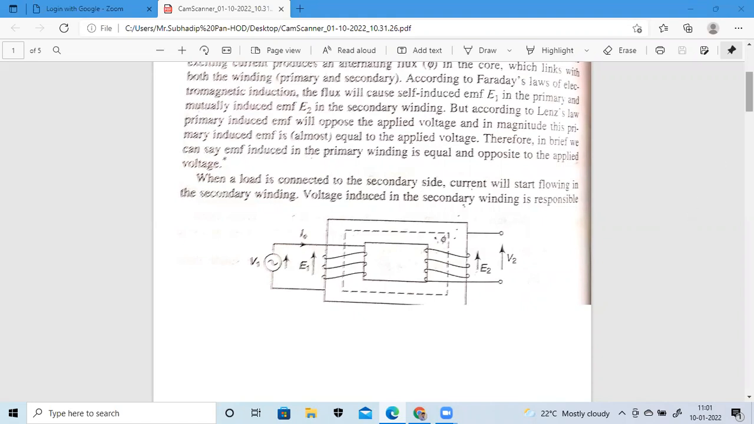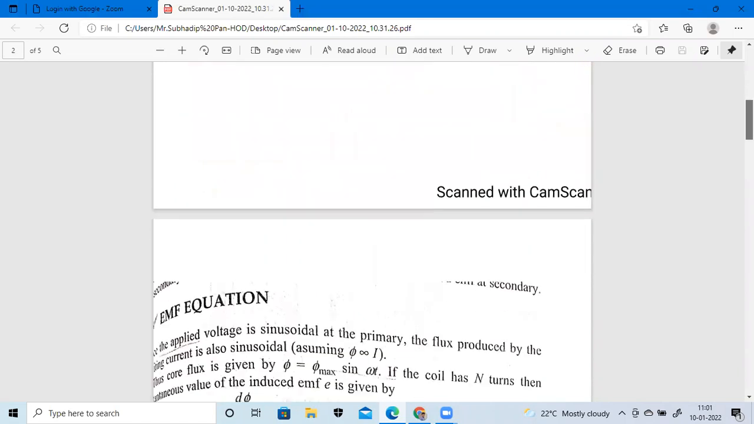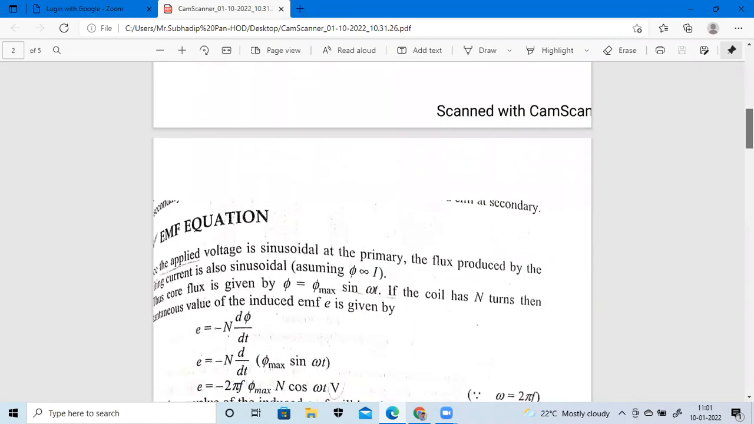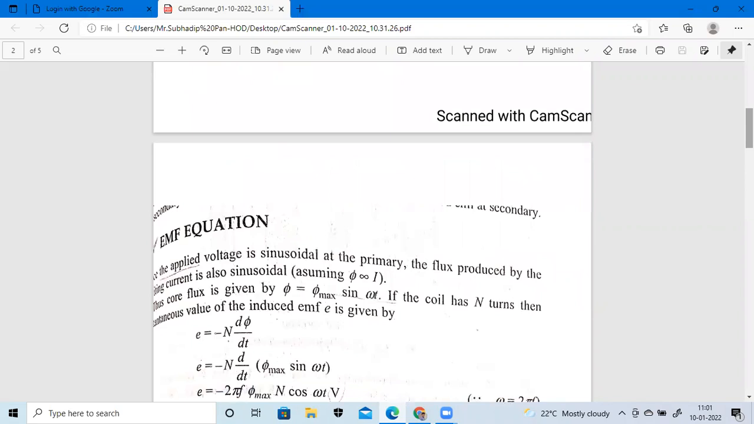Here the red curve was here. Red, N2 will be 4.44 f N2 B m A. So the red curve is going; only the number of turns changes. This curve is also similar to the primary coil. So only the number of turns of the primary coil and secondary coil changes. Okay, and the output EMF is controlled.